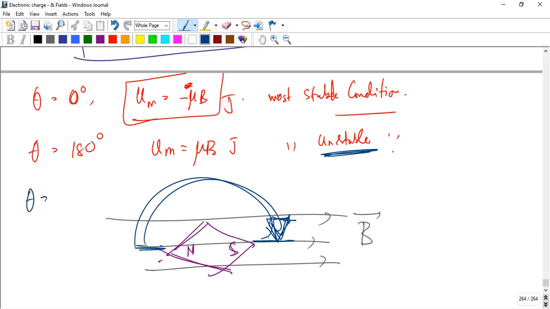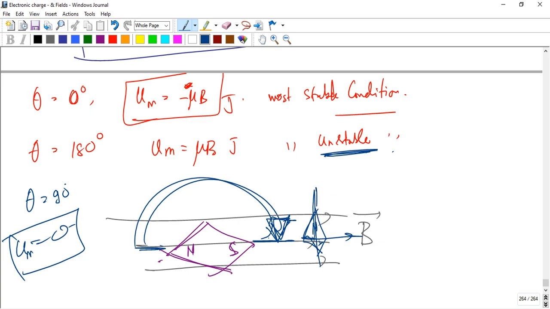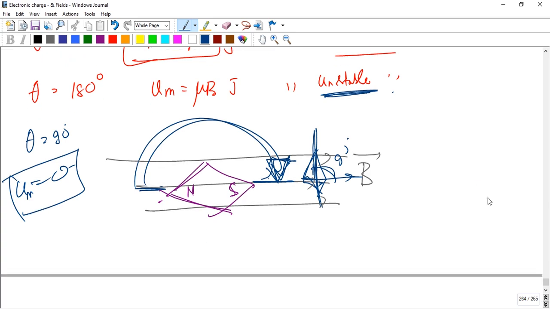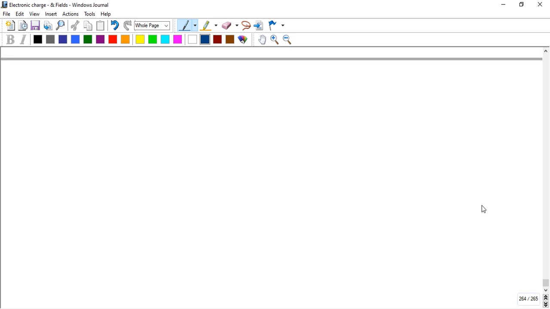And if theta equals 90 degrees, then there is no potential energy, it will be 0. So I think the compass needle is like north and south. That's the 90 degree case, which means zero potential energy at that condition. Clear? That's the discussion of the dipole in a uniform magnetic field. Now we discuss some comparison between electrostatics and magnetism.